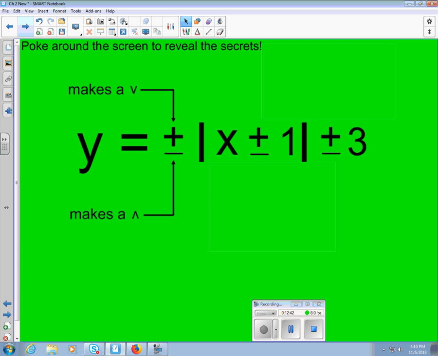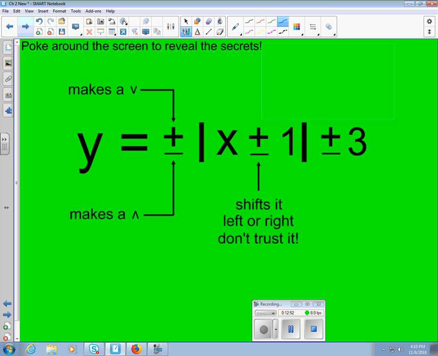Then inside here, if it's x plus a number, it's kind of goofy. This one's going to shift it left or right, but it's the opposite of what you think it is. Okay, so remember that if I see x plus 1, so if I see a plus in here, that's really going to shift my graph to the left. And if I have a minus, that's really going to shift my graph to the right. The reason why is the original formula is negative. So it's going to do the opposite of what you think it is.